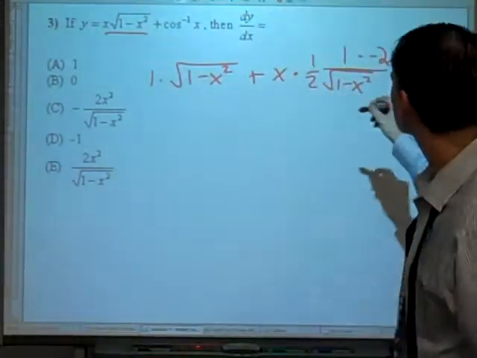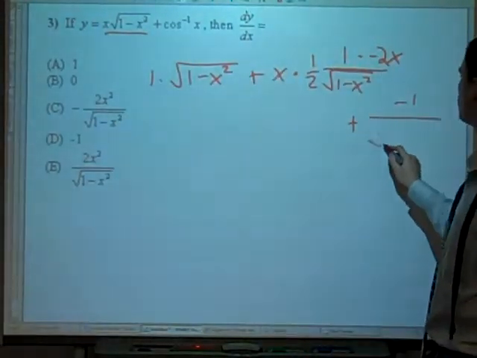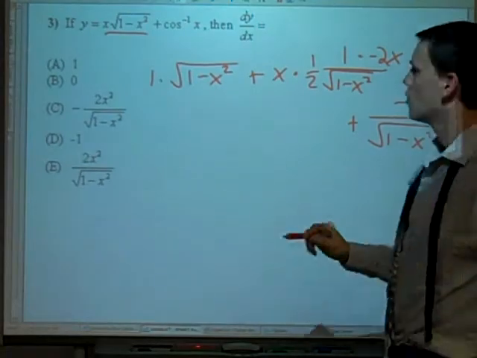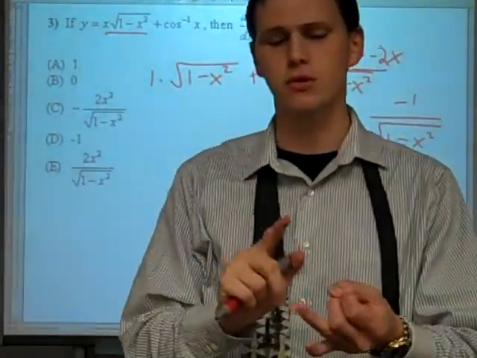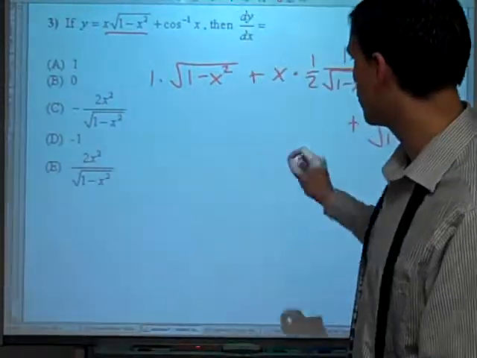So then, plus the derivative of the inverse cosine, which is negative 1 over the square root of 1 minus x squared. Remember, the derivatives of the inverse cosine, inverse cotangent, and inverse cosecant all have negatives on their derivatives.